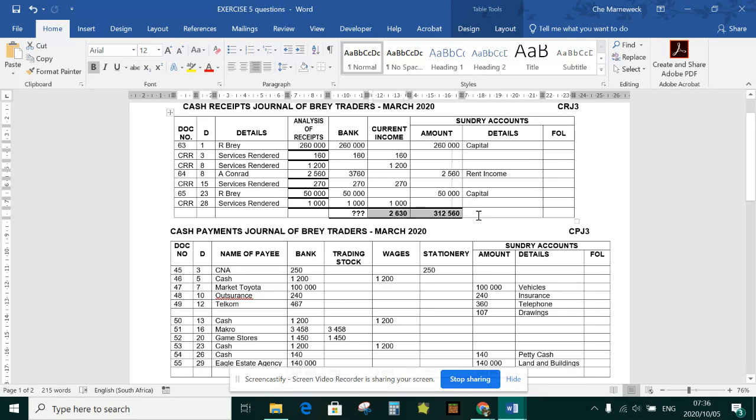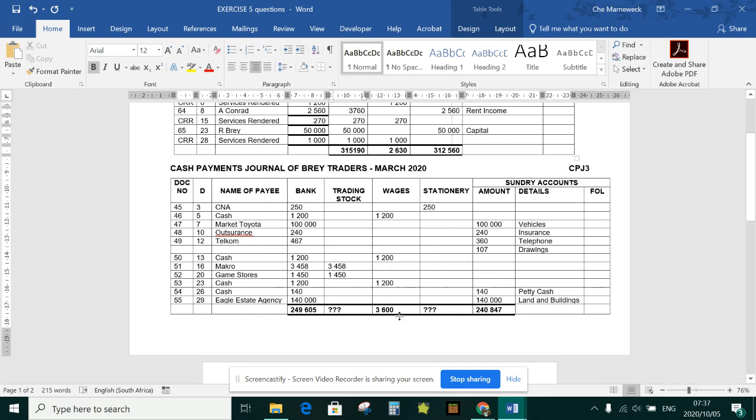So if you get out your calculator, we type 312,560 plus 2630. We get 315,190. That is the total of bank in the cash receipts journal.